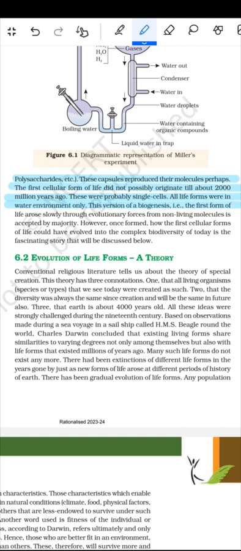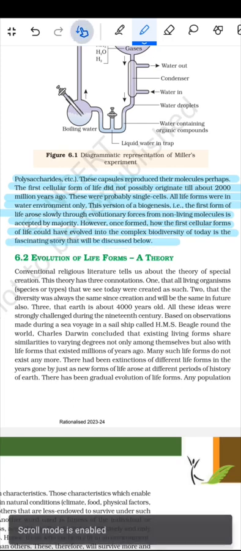This version of biogenesis, that the first form of life arose slowly through evolutionary force from non-living molecules, is accepted by the majority. However, once formed, how the first cellular forms of life could have evolved into the complex biodiversity of today is a fascinating story that we will discuss below.